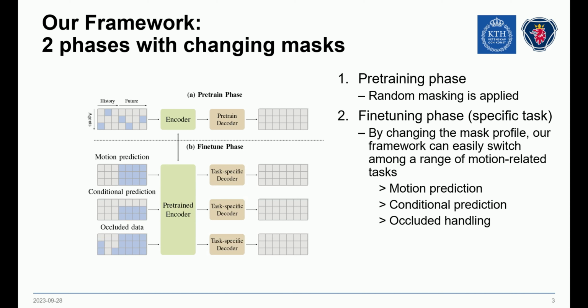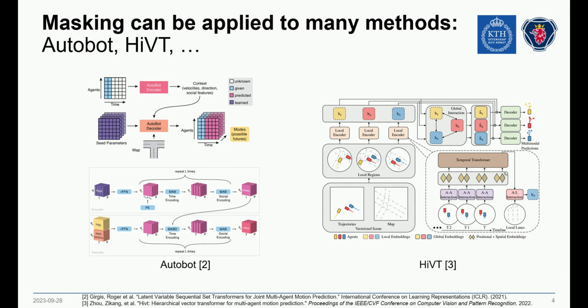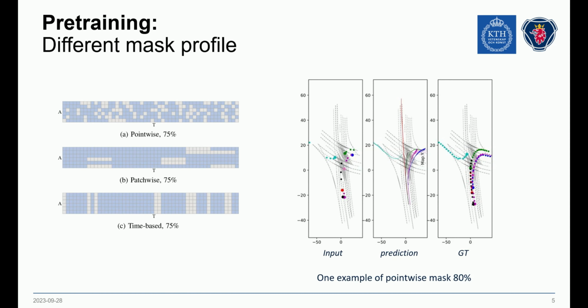In the fine-tune phase, there are three tasks that correspond to three special masking cases. Once trained, the pre-trained encoder is used for different tasks. In this paper, we demonstrate its adaptability by incorporating it into several state-of-the-art methods, including AutoBot and HiVT. The random mask pre-train has different strategies, point-wise, patch-wise, and time-based, each serving a distinct purpose. All cases show 75% blue masking in total, and the remaining data in gray will be fed into the network as shown in an example on the left.